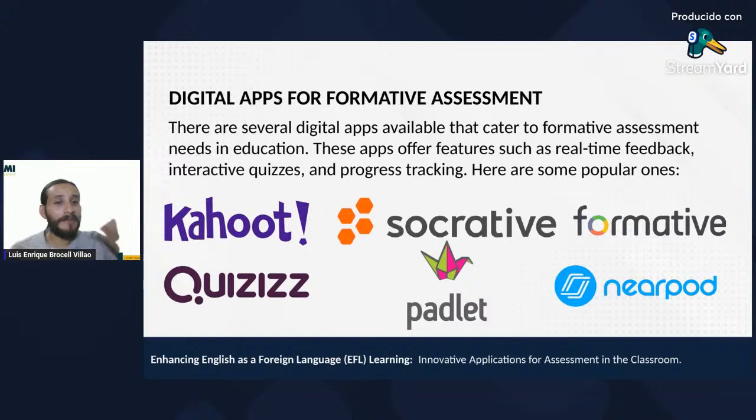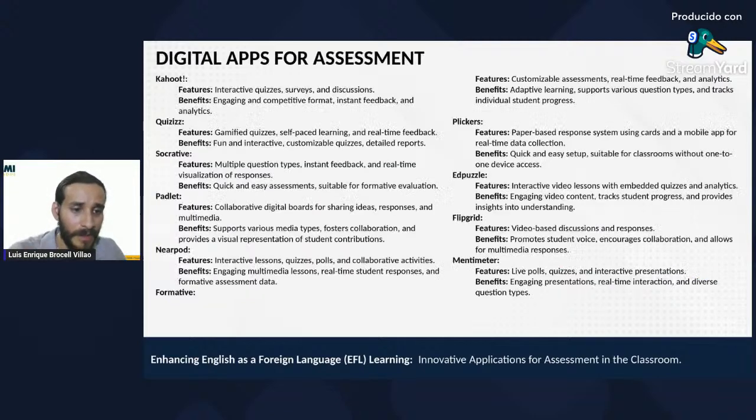Okay, for example, we have Kahoot. Who hasn't heard about Kahoot? Kahoot is the arroz con pollo in all the English classes. Quizzes. We have Socrates. Socrates is excellent for summative assessment, for example. Padlet. We have formative. We have Nearpod. Okay, let's continue.